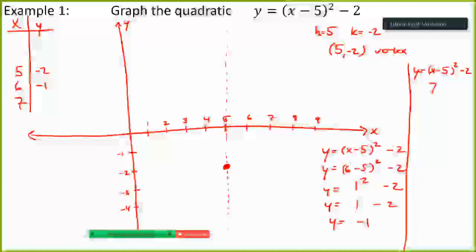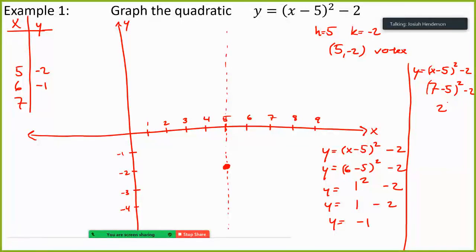Plug in 7 this time. 7 minus 5 is 2. 2 squared minus 2. So 2 times itself is 4. 4 minus 2 is 2. We plugged in a 7. We got out a positive 2.